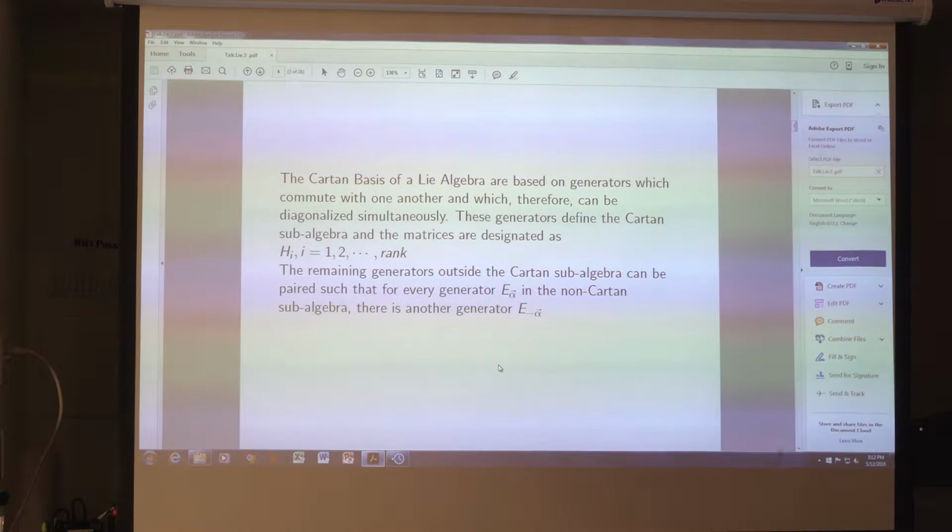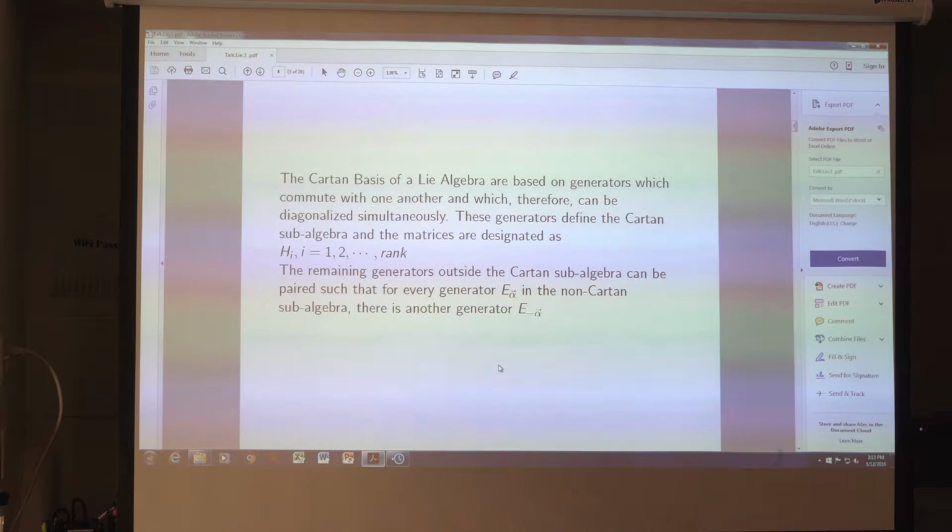so what do I mean by the Cartan basis? You see, when you have a Lie algebra, you can break the generators up in such a way. Of course, you have to be very clever in choosing the right basis. So by Cartan basis, it means that you have a given number of generators that can be diagonalized simultaneously. These generators define what is called the Cartan subalgebra. And imagine you have matrices H_i. You have as many matrices as the rank of your Lie algebra. So the H_i are really the generators of your Cartan subalgebra, and the index i ranges from 1 to the rank of your Lie algebra.